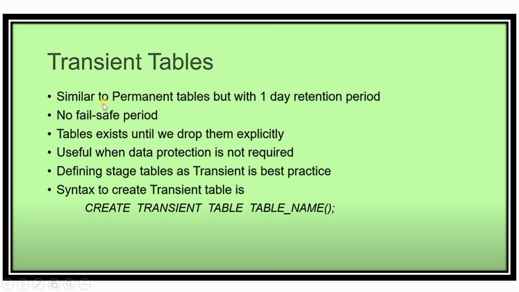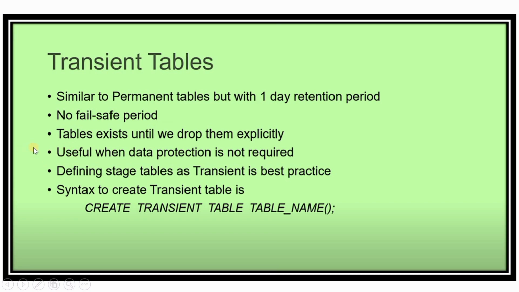Suppose you have dropped this table and you want to get it back after 2 days or 3 days. You will not be able to get it back because it has just 1 day of retention period. This is basically the difference between a permanent table and a transient table. These tables, transient and permanent, exist in our database until we use the drop command to drop them explicitly. And it is useful when data protection is not required.